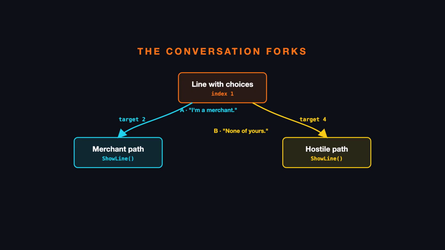And notice we copy the choice into a local variable inside the loop. The lambda then captures that local. It avoids the classic closure bug, where every button ends up pointing at the last choice. When a button is clicked, Choose sets the index to that target and shows the new line. That's a full branch. Add more choices and targets, and you've got a dialogue tree.